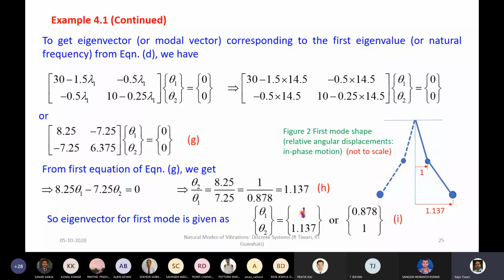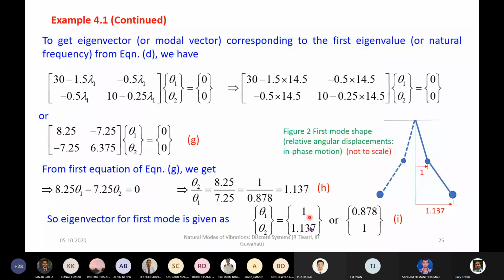Here I normalize with respect to the first displacement, then I'm getting the second displacement, this value. If I say theta 2 is unit value, then theta 1 will be this. But both are eigenvectors for the first eigenvalue. So this is very important: this is corresponding to the first eigenvalue.